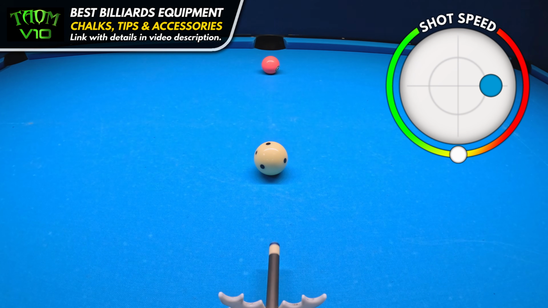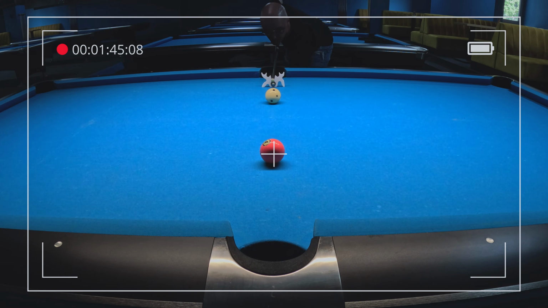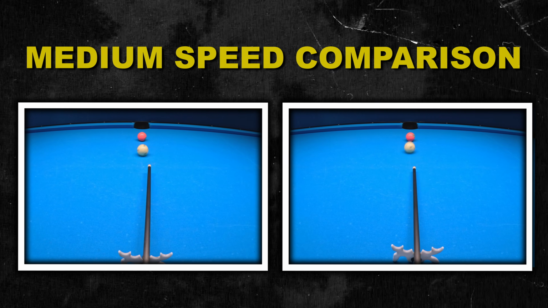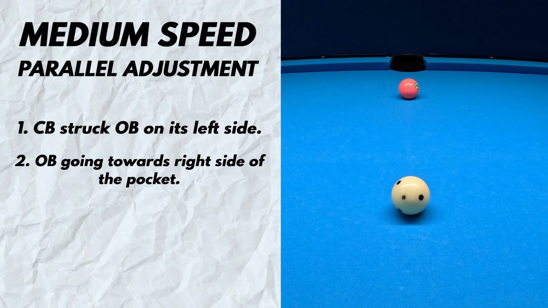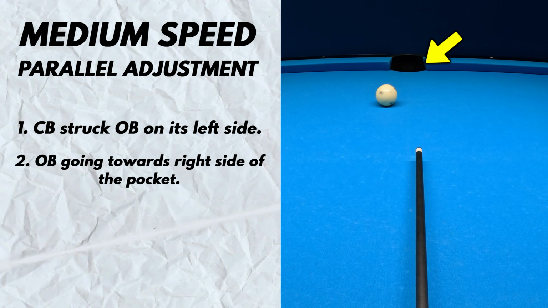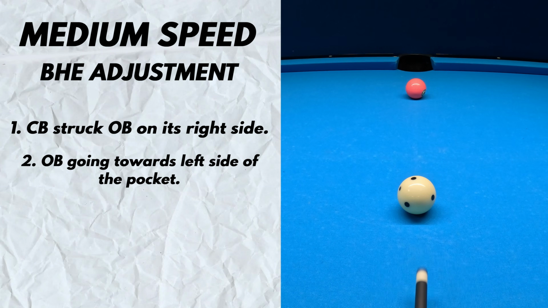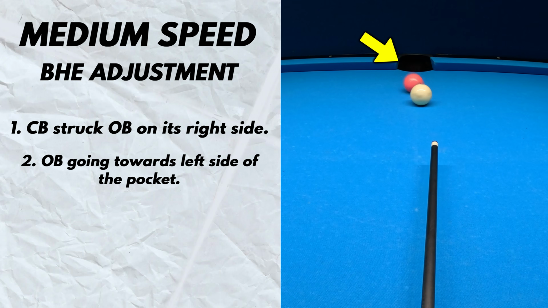But if I use medium speed, then we can see that the cue ball struck the object ball much closer to its goal ball, causing it to go towards the left side of the pocket. And once again, if we compare two medium speed shots, then we can see a very interesting difference, because in the first scenario, the cue ball will strike the object ball on its left side, causing it to go towards the right side of the pocket, but in the second scenario, the cue ball will strike the object ball on its right side, causing it to go towards the left side of the pocket.